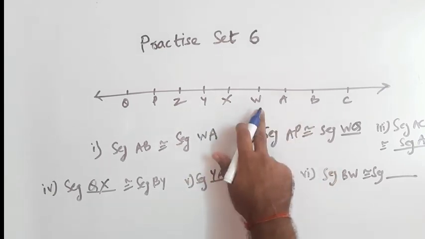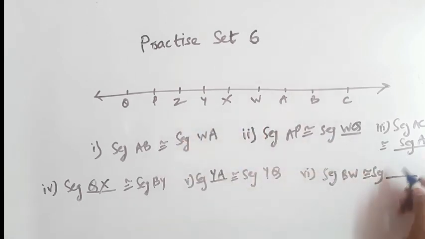Then seg BW is congruent to, with only 1 point in between, I can write WY. This is how the pattern goes. With this we complete our practice set 6. Goodbye, children.